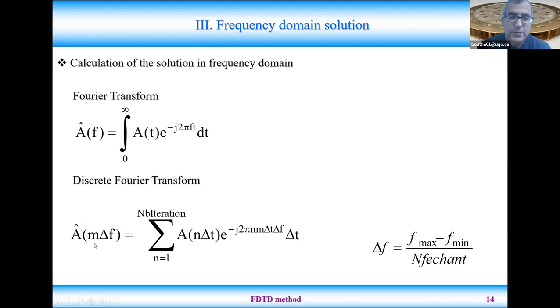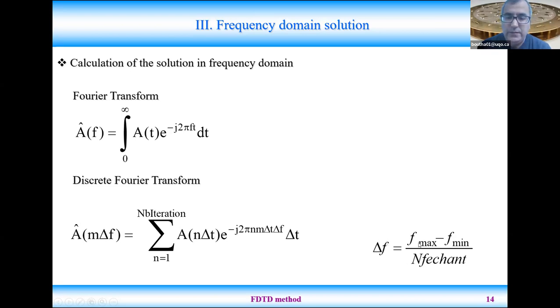And the n delta t are given. So we have the field at each time step n. And we can get the solution at any frequency f. So m delta f will be any frequency f.